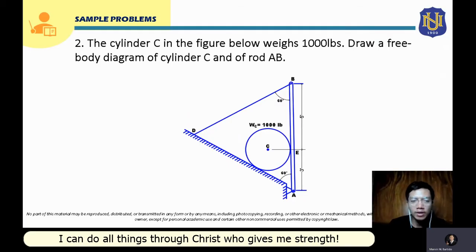Now, let's proceed to sample problem number 2. The cylinder C in the figure below weighs 1,000 pounds. Draw a free body diagram of cylinder C and rod AB. So, we are asked here to solve for the free body diagram of cylinder C. This is our cylinder C and this will be rod AB. So, let's start.